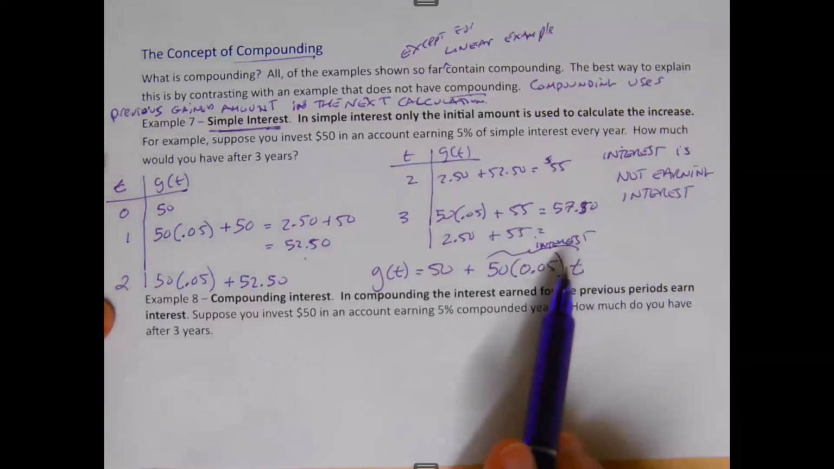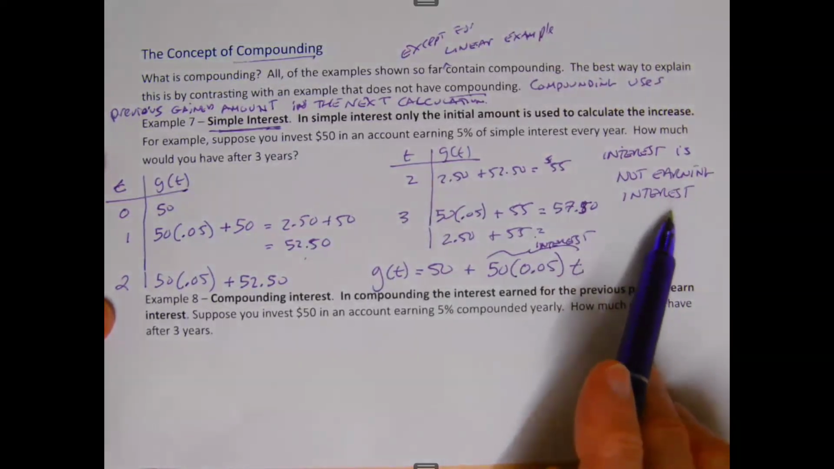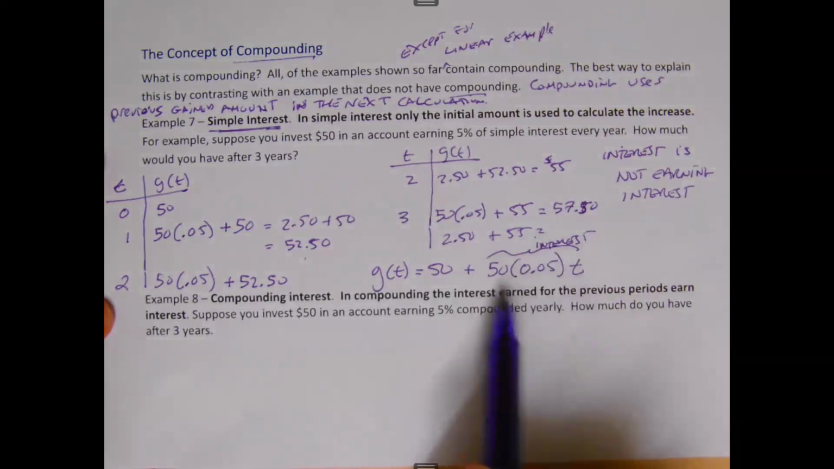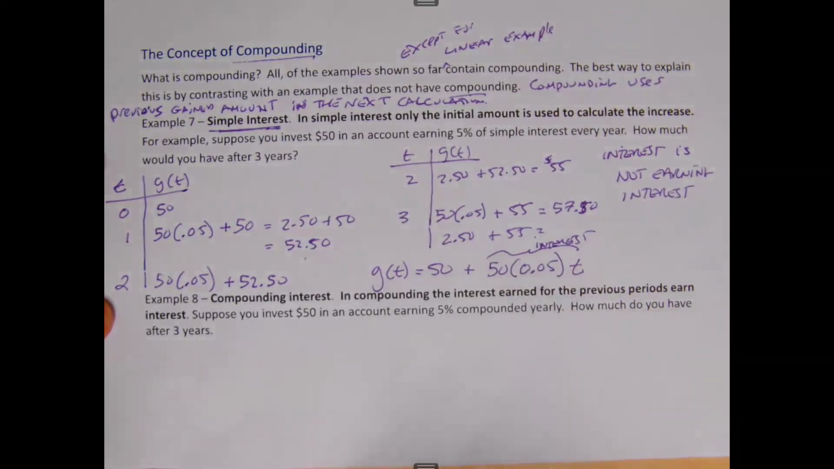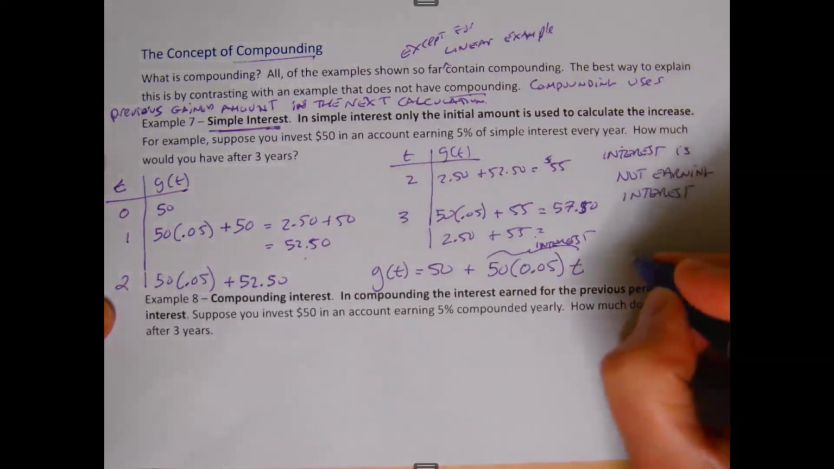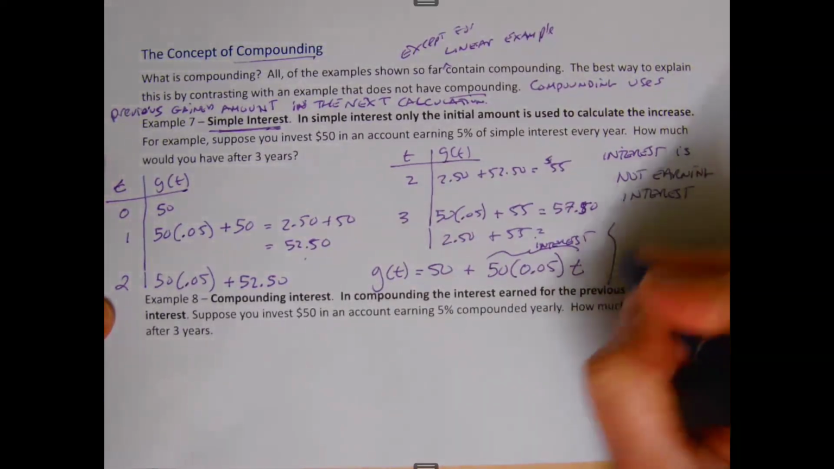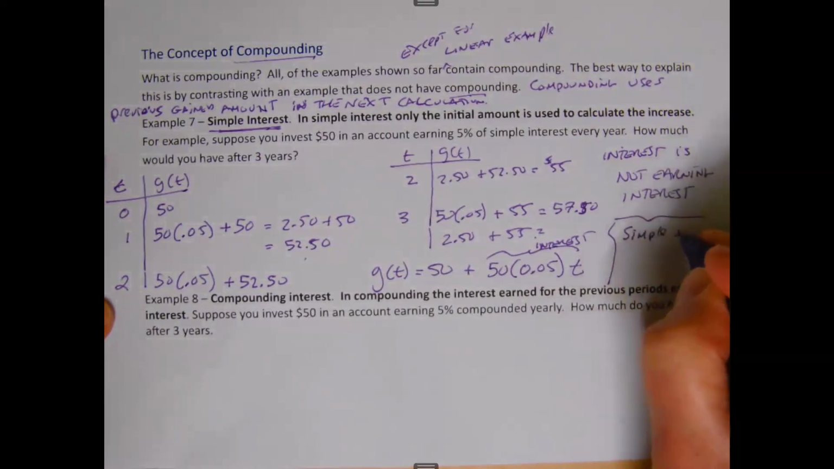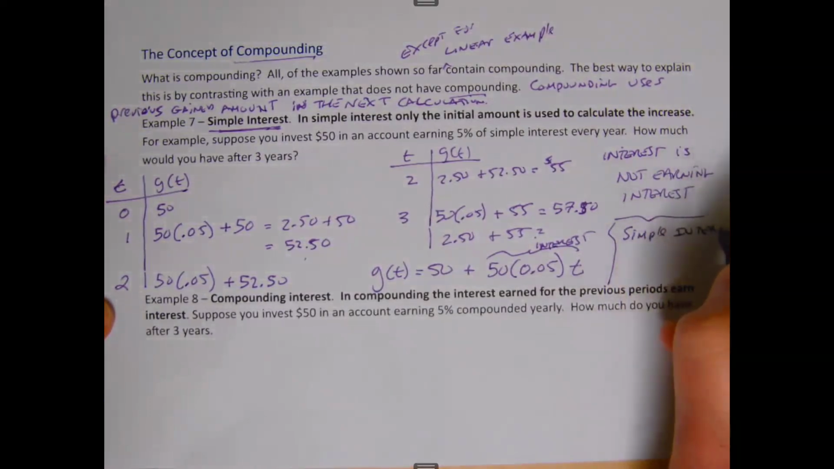But again, the interest is not itself earning interest. So every year you just recalculate from this initial amount. So this is your interest, this is your initial amount, and that's how you're growing the money. Okay, so that's your interest. So the simple interest formula is always this. Again, you can look it up, and this only calculates the interest.